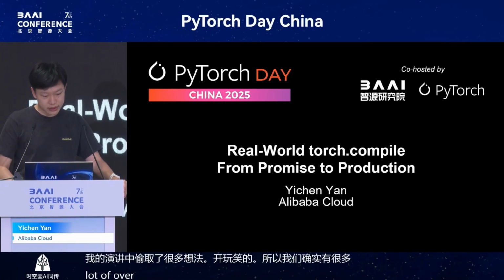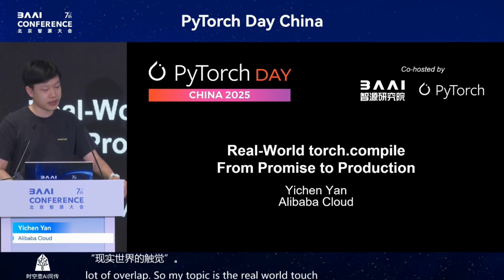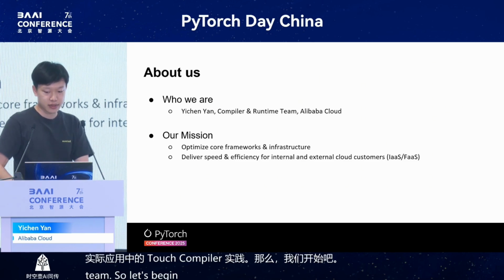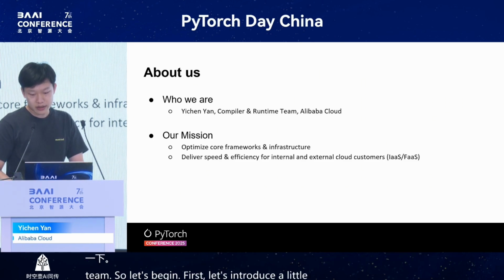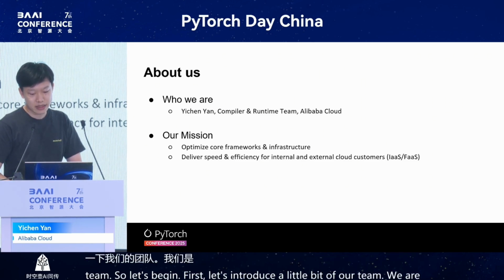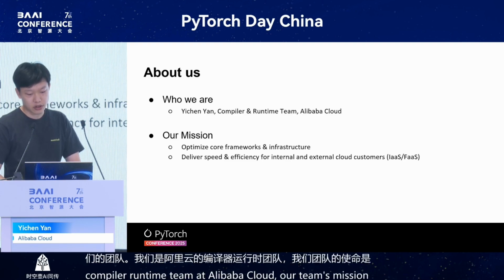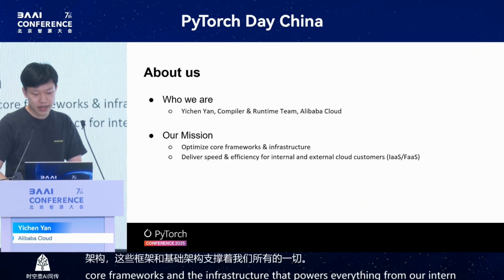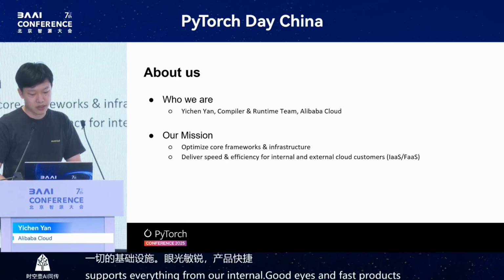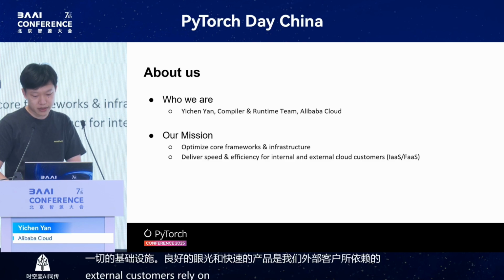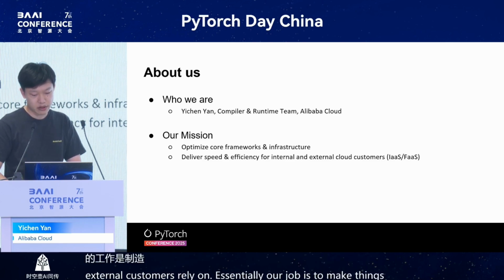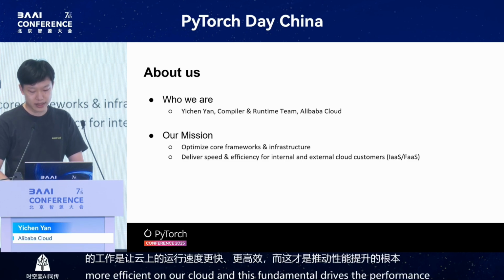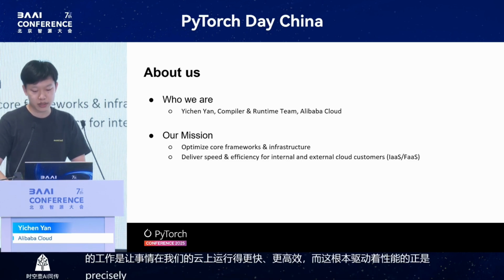So my topic is the real-world torch compile practice from our team. So let's begin. First, let's introduce a little bit of our team. We are the compiler and runtime team at Alibaba Cloud. Our team's mission is to optimize the core frameworks and the infrastructure that powers everything from our internal services to the ICE and fast products our external customers rely on. Essentially, our job is to make things run faster and more efficient on our cloud. And this fundamental drive for performance is precisely what leads us to explore and push the boundaries of torch compile.